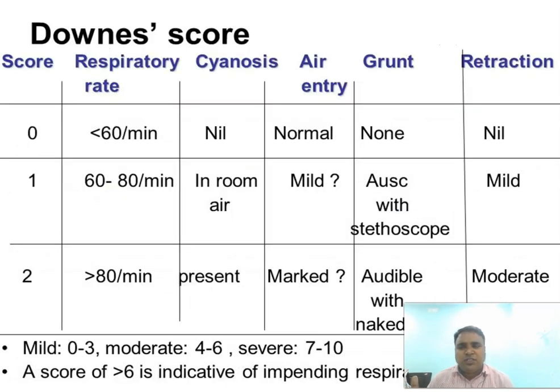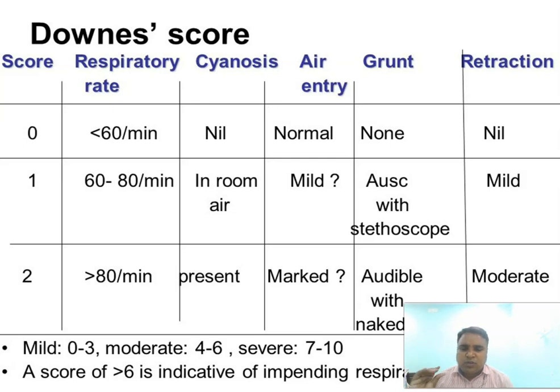The other system we use is Downes scoring. What are the criteria? One easy way to remember is CARRG, like a cigarette: cyanosis, grunting, respiratory rate, air entry, and retraction. These are scored 0, 1, and 2.